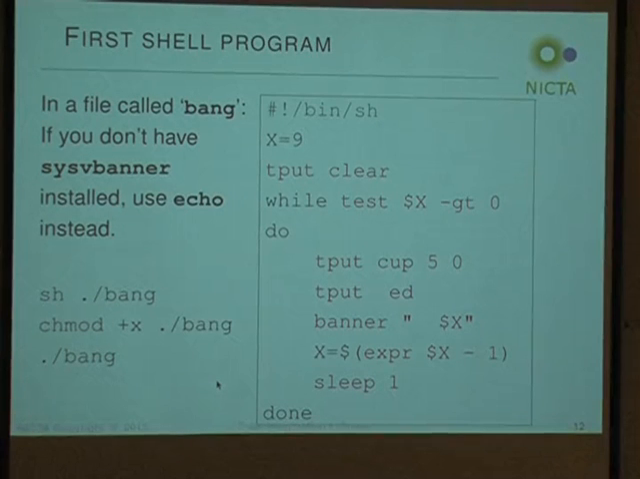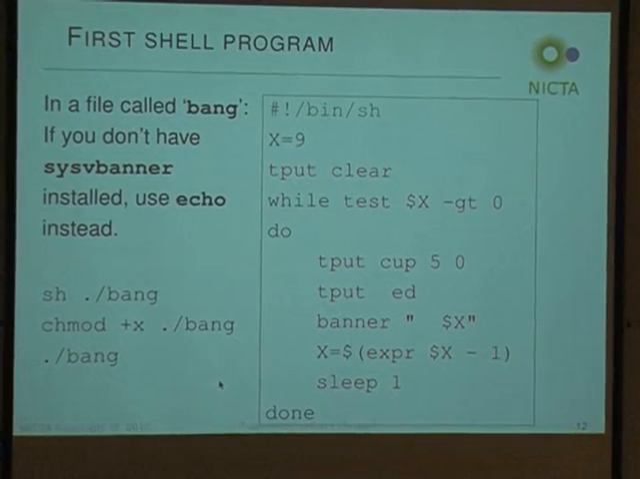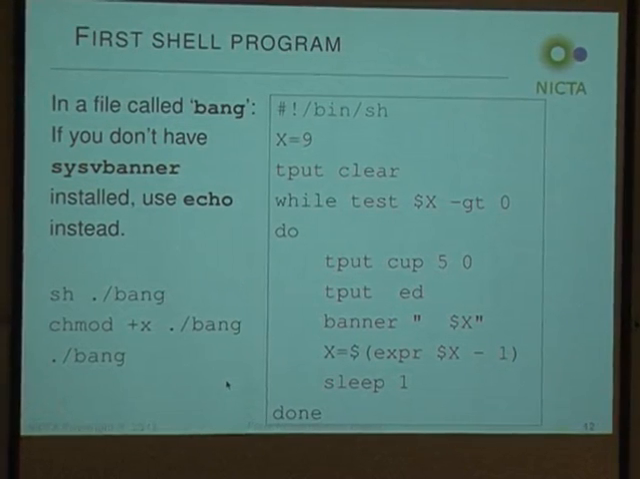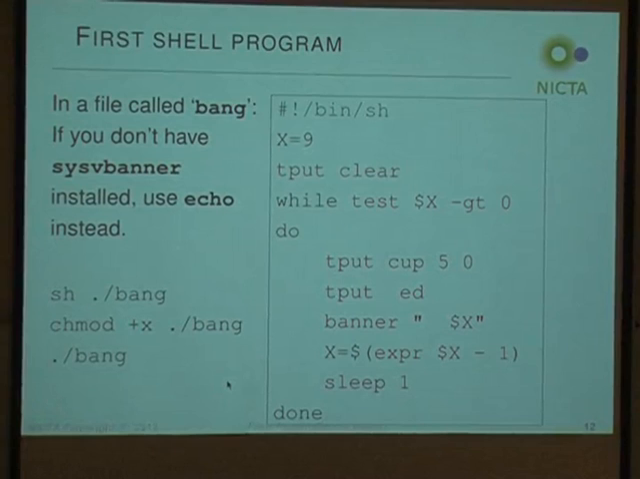x=9 assigns 9 to the variable x. That's easy. tput clear. tput is a terminal put. It puts a control sequence to the terminal for the kind of terminal you're attached to. In this case, we do the clear, which clears the terminal.